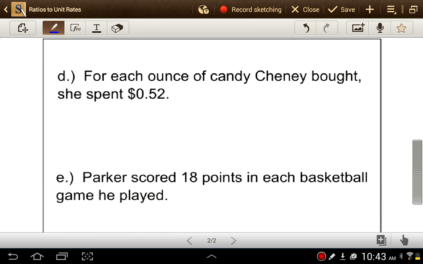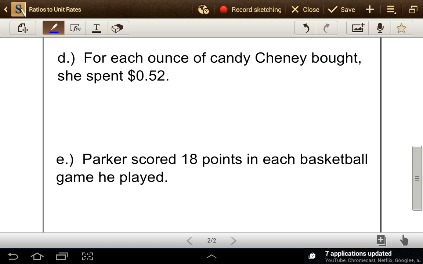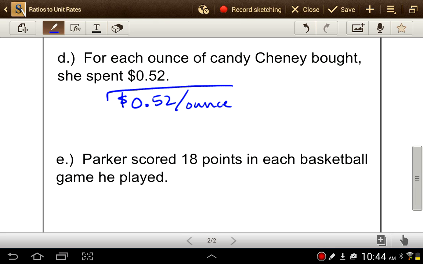Okay. For D and E, I would like you guys to pause the video real quick, answer the questions, and then resume playing. Pause now. Okay. Hopefully you've answered these questions, so let's answer them. For each ounce of candy Cheney bought, she spent 52 cents. Okay, this is a unit rate. This is actually called a unit price because there's money involved. It's the same thing, just money's involved. So it's 52 cents per ounce. And that's your unit rate. That's all you have to do.